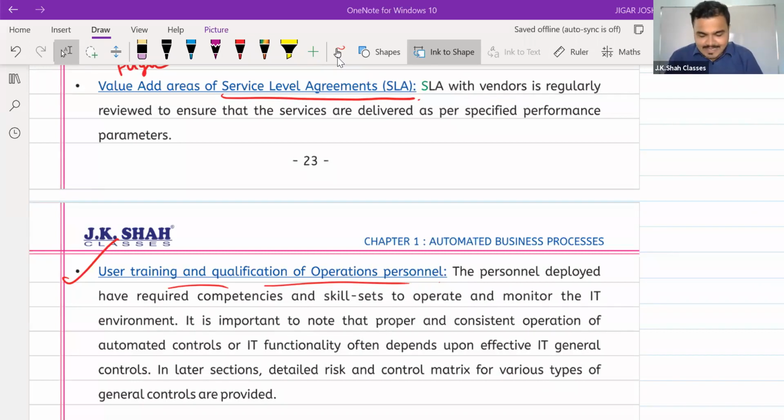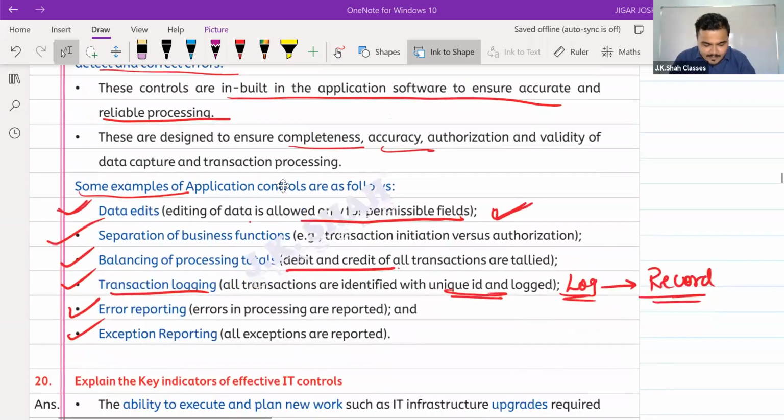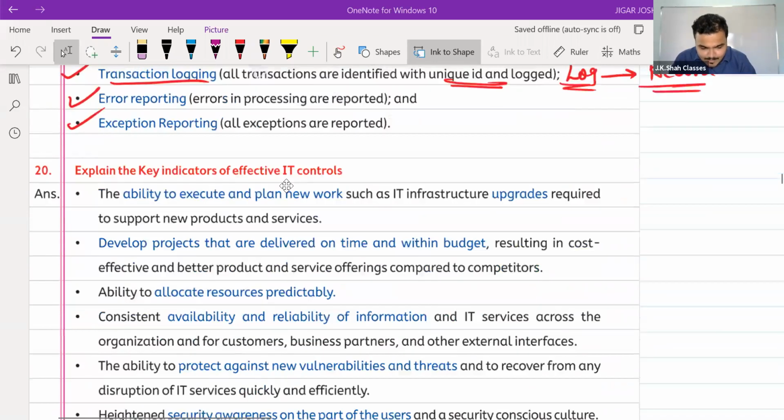Done all, my dear chartered, say yes or no. Yes, sir. Okay, so people, question number 19 is done. We are waiting for the next question, that is question number 20.